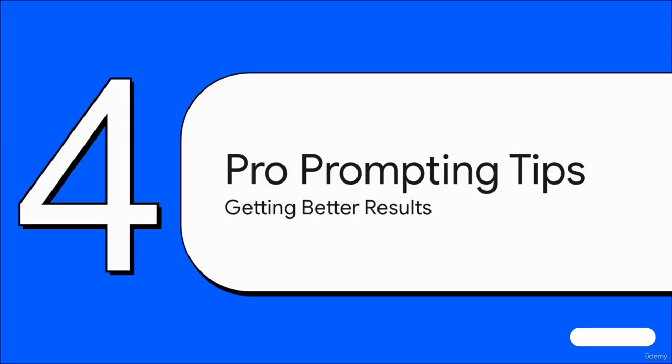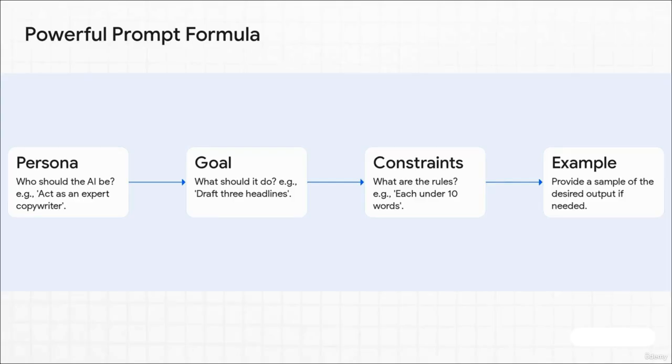So you've got the basics down. Now, let's look at a super simple formula to get dramatically better and more consistent results from your prompts. To really unlock more advanced results, try using this 4-part formula. First, give Gemini a persona, like act as an expert copywriter. Then state the goal. Draft 3 headlines. Next, add constraints. Make them under 10 words each. And finally, if it's a complex task, you can even give it an example of what you want the output to look like. This structure really helps focus the AI and gives you much more precise results.